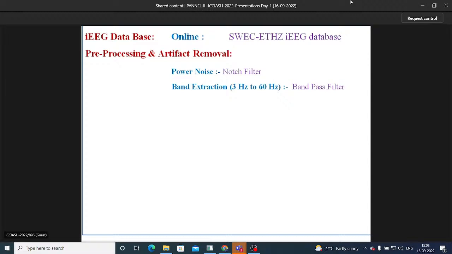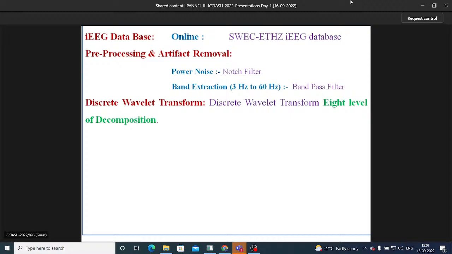We have extracted the ictal segment and then we have pre-processed that ictal segment by removing power line noise and extracting an exact band of frequencies, that is a 3 hertz to 60 hertz band pass filter, where we get alpha frequencies and beta frequencies. This band is passed through the discrete wavelet transform. We have decomposed this signal into an 8 level decomposition. This we have done to extract the alpha and beta frequencies, because these are the frequencies which are responsible for an epileptic seizure.